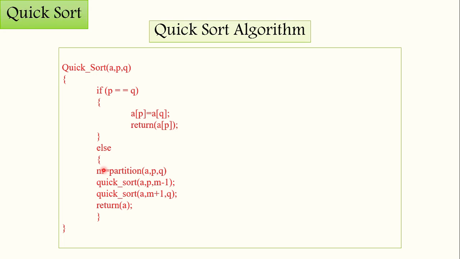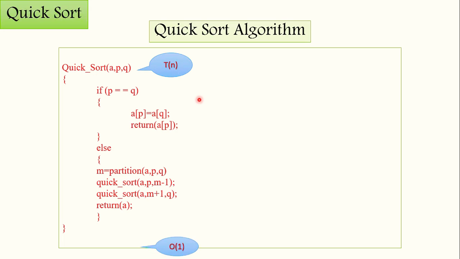M contains the position of the pivot element. And the partition algorithm takes big O of n time to complete its execution. And this is how the problem is halved, this is the recursion. And it returns the array. What is the time complexity? Actually, this is the algorithm, and this takes T of n time to complete its execution.